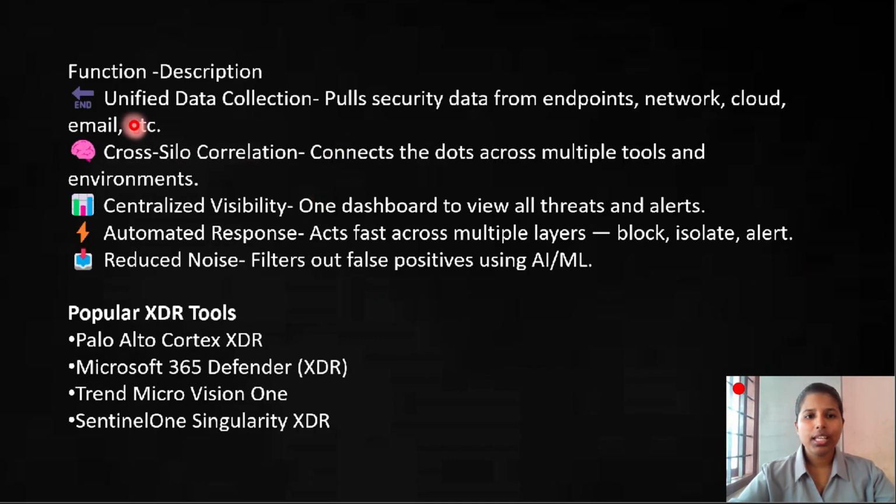The functions are unified data collection, which means pulling security data from endpoint, network, cloud, email, etc. Cross-silo correlation, which means connecting the dots across multiple tools and environments. Centralized visibility, one dashboard to view all the threats and alerts. Automated response that acts fast across multiple layers: block, isolate, and alert. And the final one is reducing the noise, that is, filtering out false positives using AI and ML.